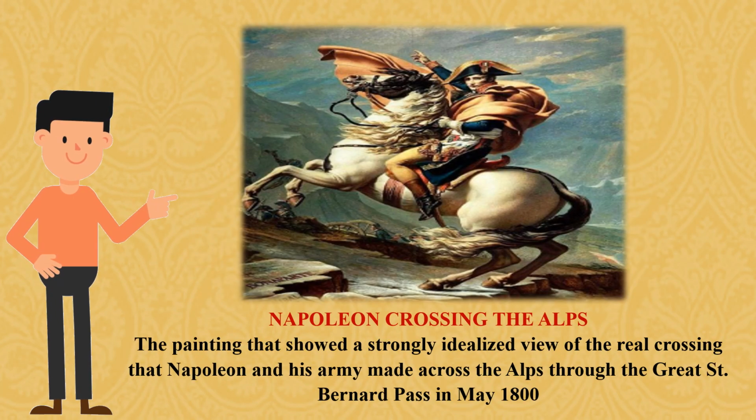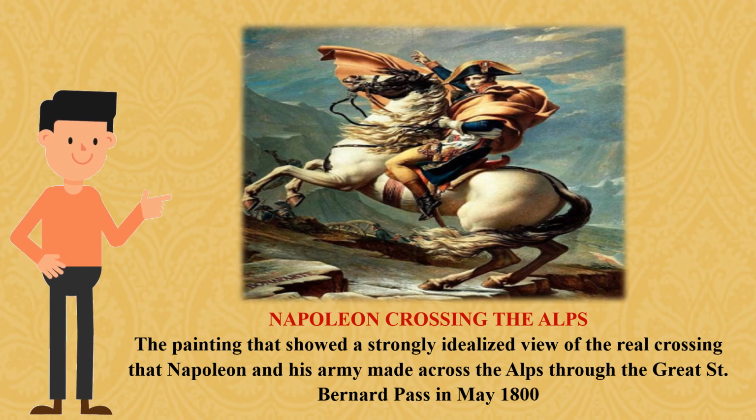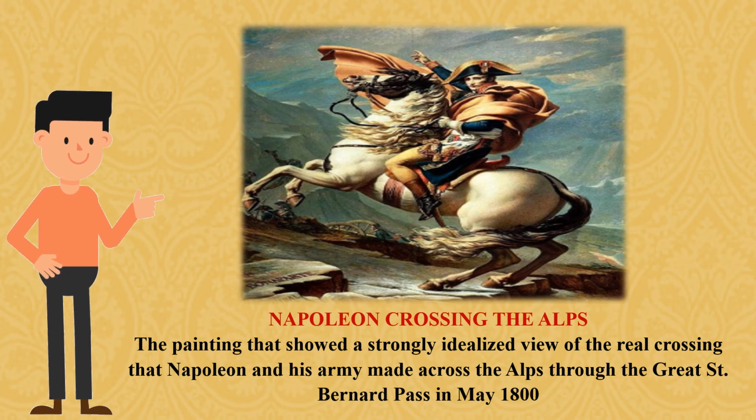So the next one is Napoleon Crossing the Alps. So I guess you are all familiar with Napoleon. The painting showed a strongly idealized view of the real crossing that Napoleon and his army made across the Alps through the Great St. Bernard Pass in May 1800. I know you have heard his name. We have Napoleon Bonaparte, so he is quite familiar. So this is the actual setting that is being portrayed during that time.